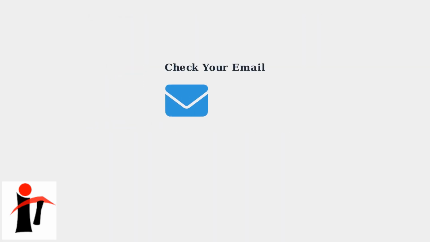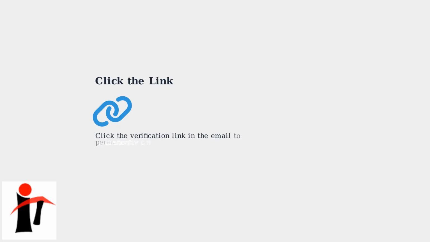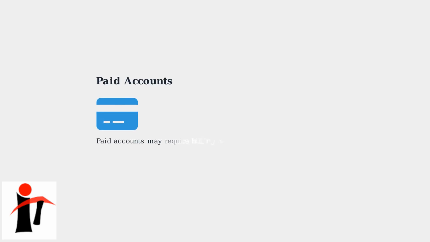After initiating the account closure, check your email for a verification link from Mailchimp. This verification process can take up to 48 hours due to increased account verification measures for fraud prevention. Once you receive the email, click the verification link to permanently confirm the account deletion. For paid accounts, billing resolution may be required before the deletion process can be completed.